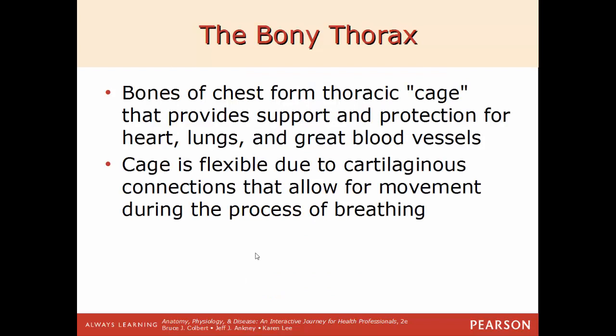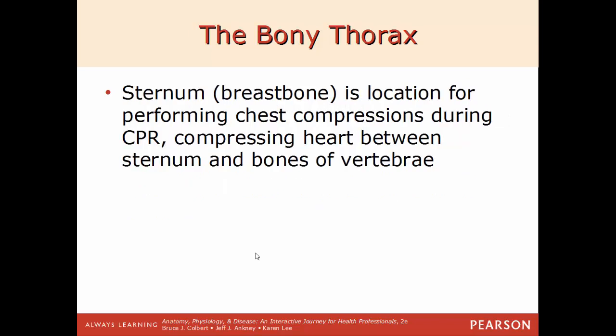Next, talk about the thorax. This is what will form the thoracic cage that provides support and protection for the heart and the lungs and some of the larger blood vessels, like the aorta. This cage is flexible to allow for movement for respiration, especially when you take a deep breath, to allow for your lungs to include a larger volume. The breastbone, or the sternum, is the location for chest compressions when you're doing CPR. This will compress the heart between the sternum, just above it, and the bones of the vertebrae just behind it.